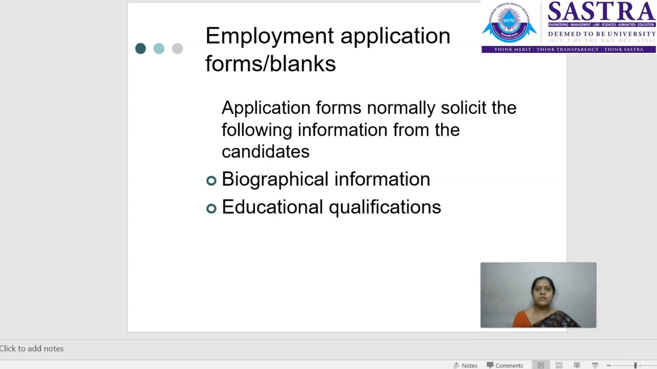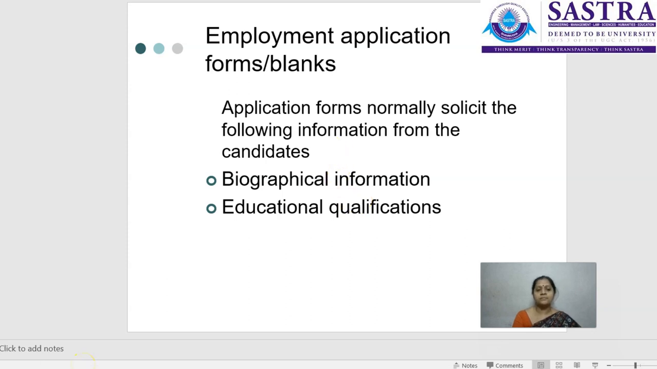Here, most of the employment application forms will contain biographical information. This includes the name of the applicant, the father's name, the date of birth, sex, age, gender, and nationality. Whatever the demographic information is, it will be provided here in the biographical information. And the next goes with educational qualifications.